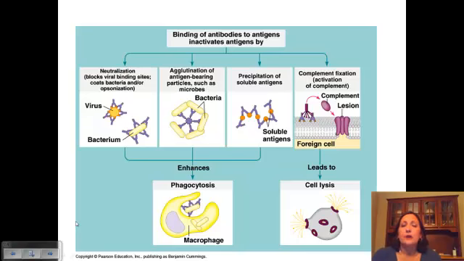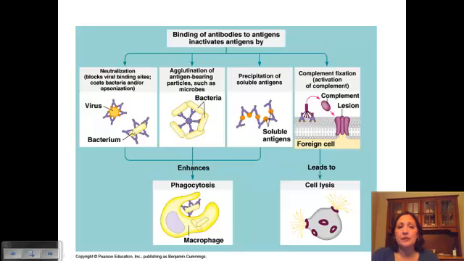Okay, so how antibodies kind of work, which I think is the most important aspect of this lecture. They can inactivate antigens in lots of different ways. So here we have a virus. Remember, viruses bind specifically to their host cells, and so that antibody can bind to those binding sites for the virus, block all of them so that virus can't bind to its host cell and attack it.